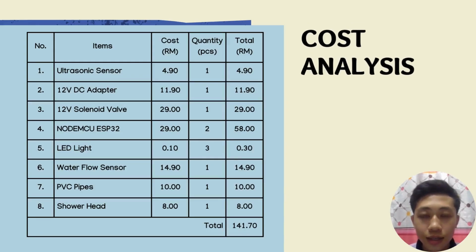Next is the cost analysis, where the table here shows all the items that will be used for our product. It includes the ultrasonic sensor, a 12-volt DC adapter for the 12-volt solenoid valve, 2 ESP32 as the microcontroller, 3 LEDs as the indicator light, 1 water flow sensor to measure the water volume, and PVC pipes and also the shower head to build the shower system. So in the end, the estimated cost is around 141 ringgit 70 sen in total.